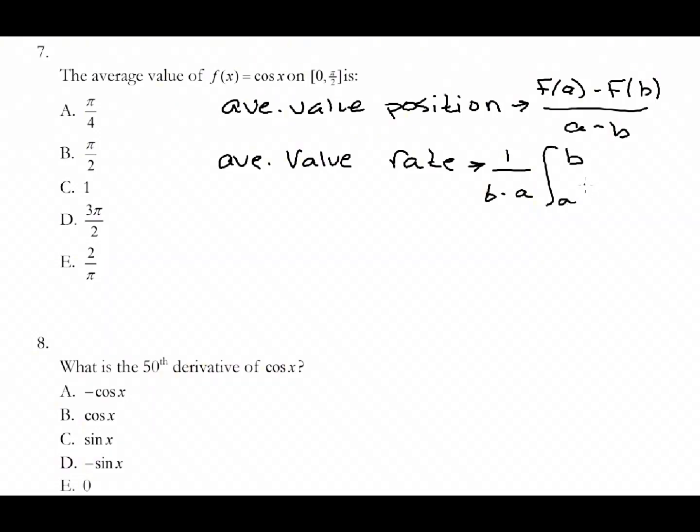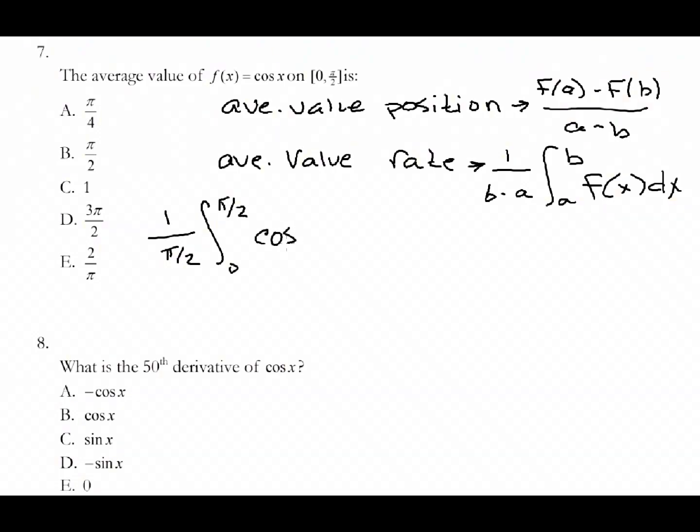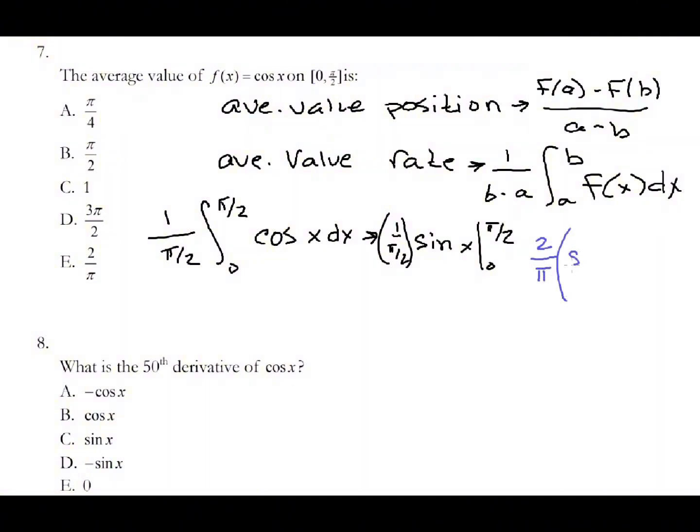In that case, we do 1 over b minus a, the integral from a to b of f(x) dx. So we're going to go ahead and do 1 over pi over 2 minus 0, times the integral from 0 to pi over 2 of cosine of x dx. Now when I take the antiderivative, I'm going to get the sine of x. Now I am going to do 1 over pi over 2, which I'm eventually going to simplify to be 2 over pi. I'm going to evaluate from the sine of pi over 2 minus the sine of 0.